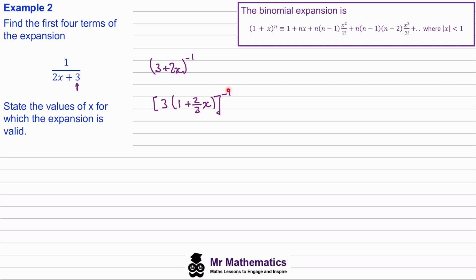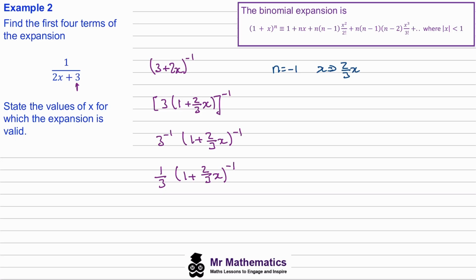So then we need to expand out this negative power. So we get 3 to the negative 1 multiplied by 1 plus 2 over 3x to the same power. And we know 3 to the negative 1 is just 1/3. So this is 1/3 multiplied by 1 plus 2/3 x to the power of negative 1. So this is where we'll focus for the expansion. What do you think our values of n and x will be? So n will be negative 1, and x will map onto 2/3 x.